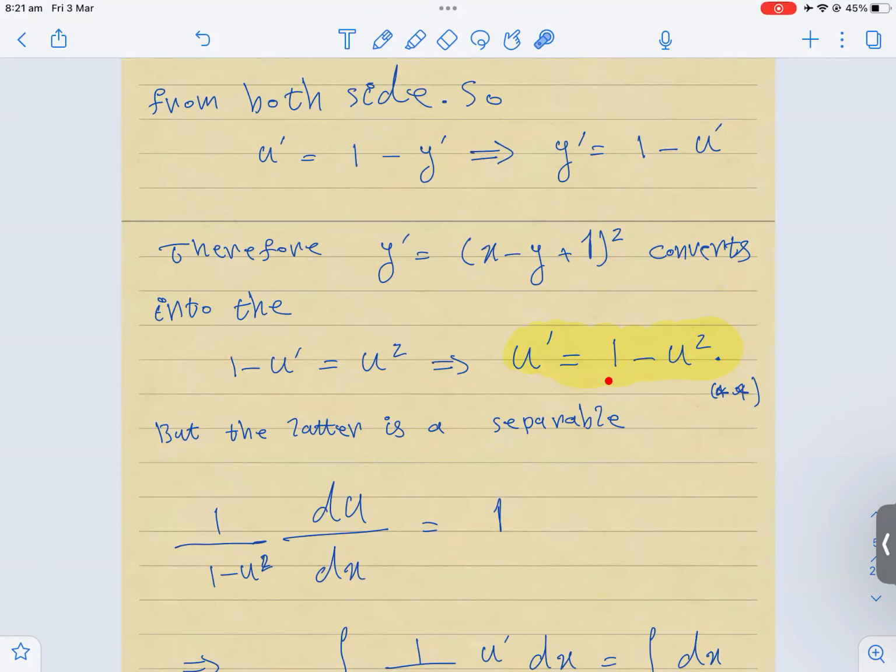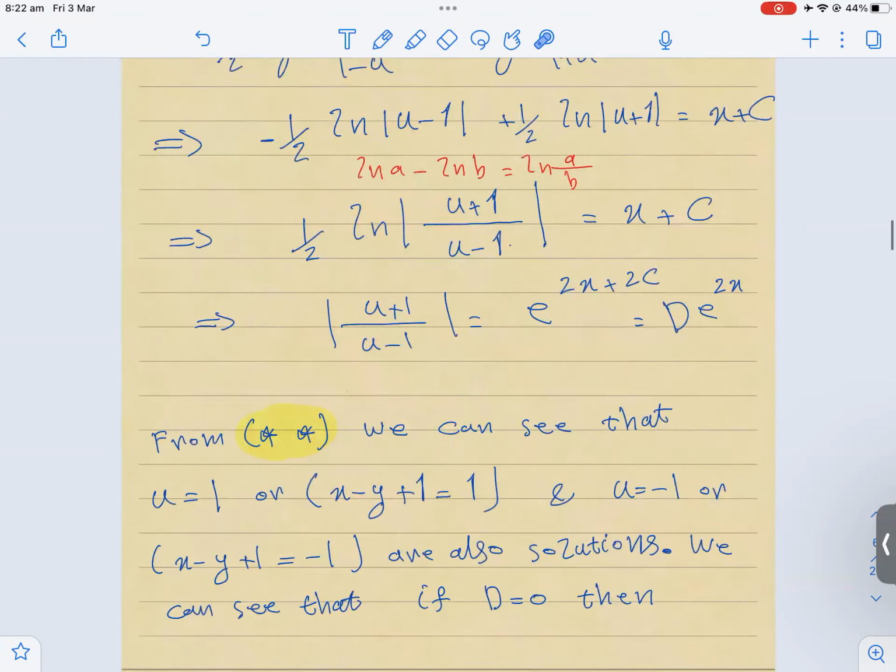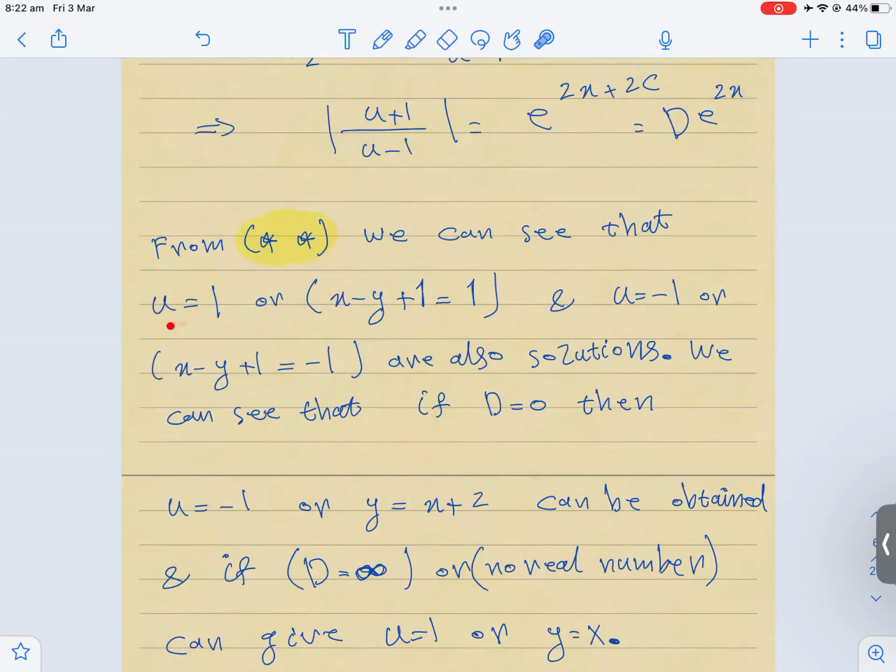We can see that we will have some equilibrium solutions as well. So this part, you see that 1 minus u squared can be 0. So u equal 1 or u equal minus 1 can satisfy both sides of the equation. Therefore, u equal 1 or minus 1 are also solutions of the ODE. U equal 1, by change of variable, is equivalent with x minus y plus 1 equal 1. With this one, u equal minus 1 will be equivalent with this equation. All right, are also solutions.